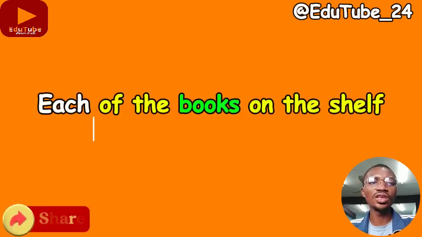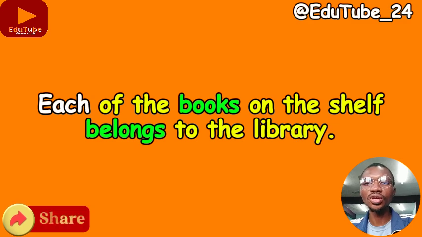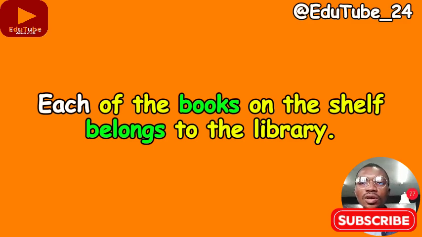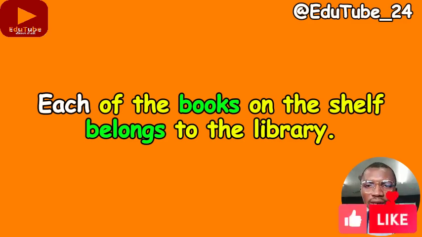Example number 2 says each of the books. Because of each of, we must have a plural noun, which is books, plural. Each of the books on the shelf belongs. Belongs is a singular verb. So each of the books on the shelf belongs to the library. That's a plural noun, books, and a singular verb, belongs.